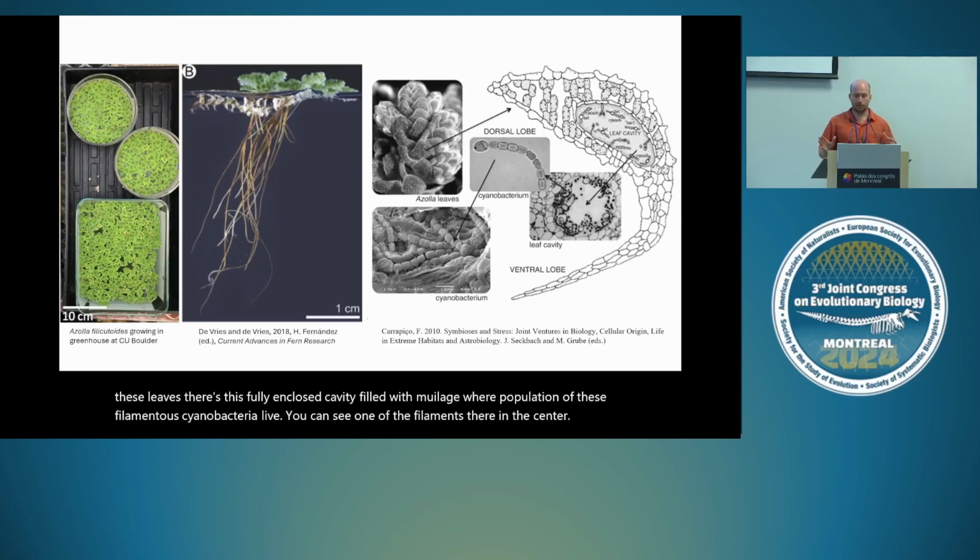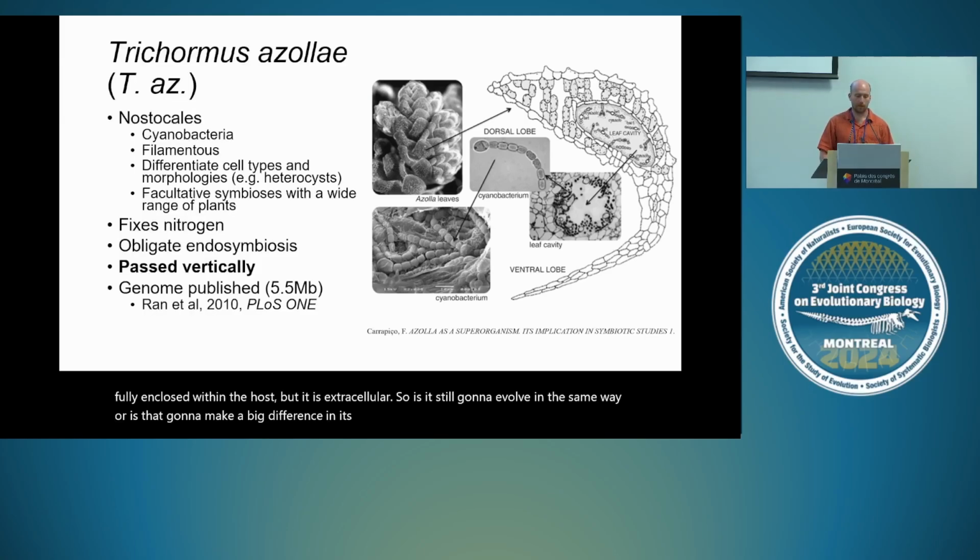Some people don't like the use of the term endosymbiosis because it's extracellular. I'm going to still use the term, but regardless, it is obviously different from these other endosymbioses that I showed, and certainly from the chloroplast and mitochondria, in that the symbiont is fully enclosed within the host, but it is extracellular. So is it still going to evolve in the same way, or is that going to make a big difference in its trajectory?